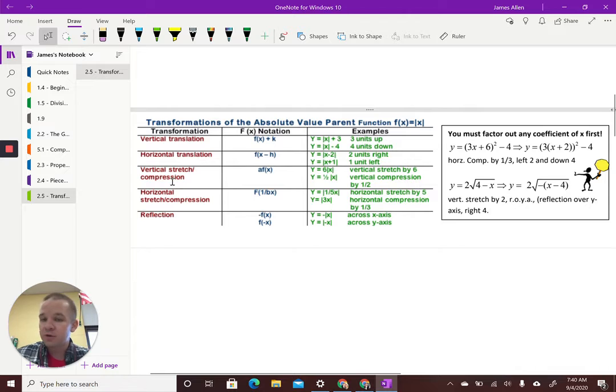Now, with a vertical stretch or compression, remember that multiplication is happening outside of the function. We have the a times f of x. A numerical example of that with the absolute value would be 6 times the absolute value. That's a stretch by 6. And then when we have a 1/2 on the outside, it's a vertical compression by 1/2.